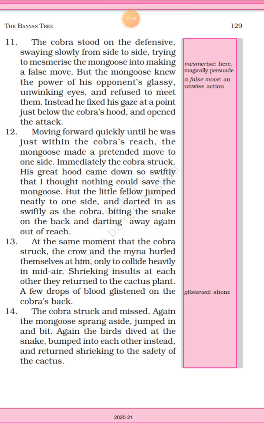Please read it at least two or three times. This paragraph is a little difficult to understand. You just understand who is having what quality. What is the power, the activity of the snake, the activity of the cobra, and what is the activity of the mongoose, you will understand.